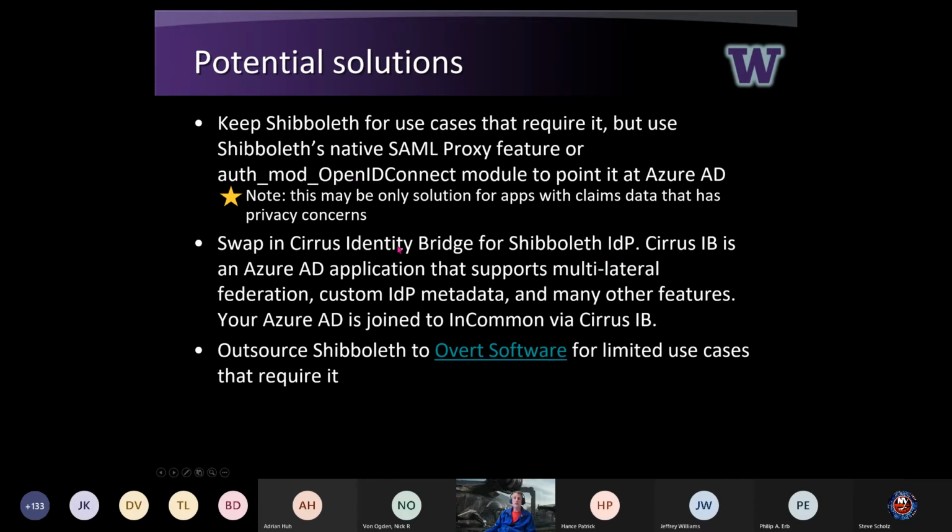You could swap in Cirrus Identity Bridge for your Shibboleth IDP. It supports multilateral federation, custom IDP metadata, a lot of other features. And this is just sort of a one-for-one swap. The actual Shibboleth relying parties don't have to do anything if you do it right. You just continue with those Shib relying parties, and now they are actually behind the scenes pointed at the Cirrus Identity Bridge. You can also just outsource your Shibboleth to this software company, which is what one university did over in England.